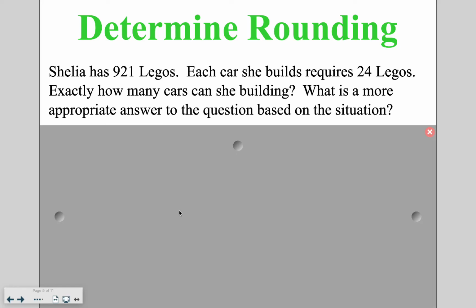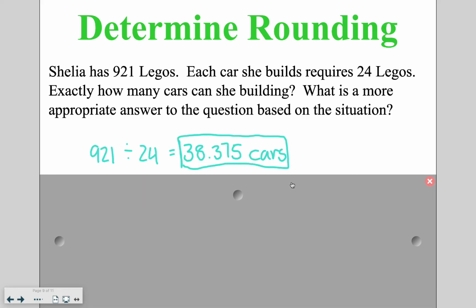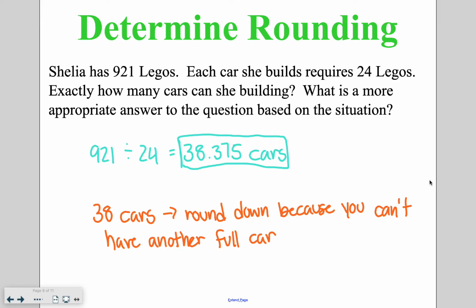Go ahead and try this one on your own, first determining the exact number that she can build. So the exact number is 38.375 cars. Based on this situation, what should the answer actually be for this problem? The actual answer should be 38 cars. You cannot build that full 39th car, so you would round down to 38 cars.